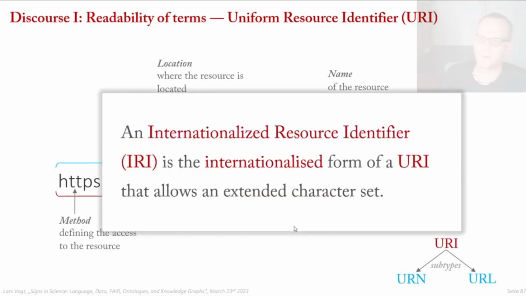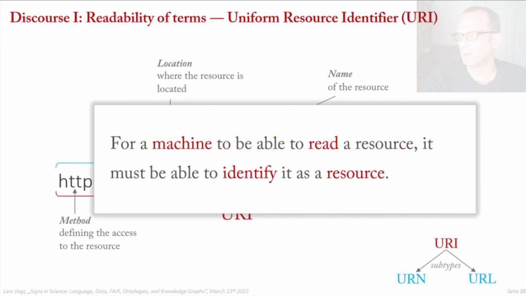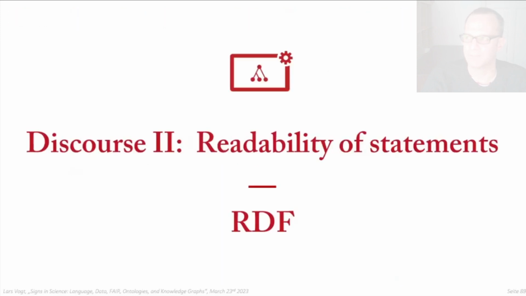And then maybe you have heard also about IRIs, and these are basically URIs which use an extended character set so that you can also use international characters and you're not restricted to the use of ASCII. So for a machine to be able to read a resource, it must be able to identify this string as a resource. And that's what the URI is for.